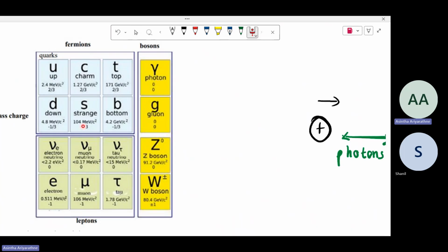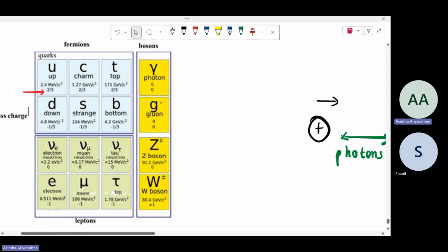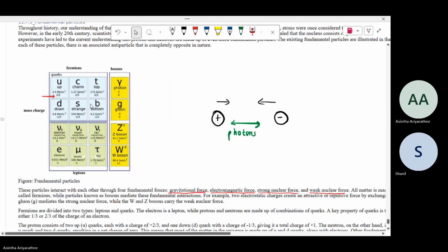Under fermions, the most important are up and down, these two particles. So here you can see the charge of a quark given with respect to the electron.